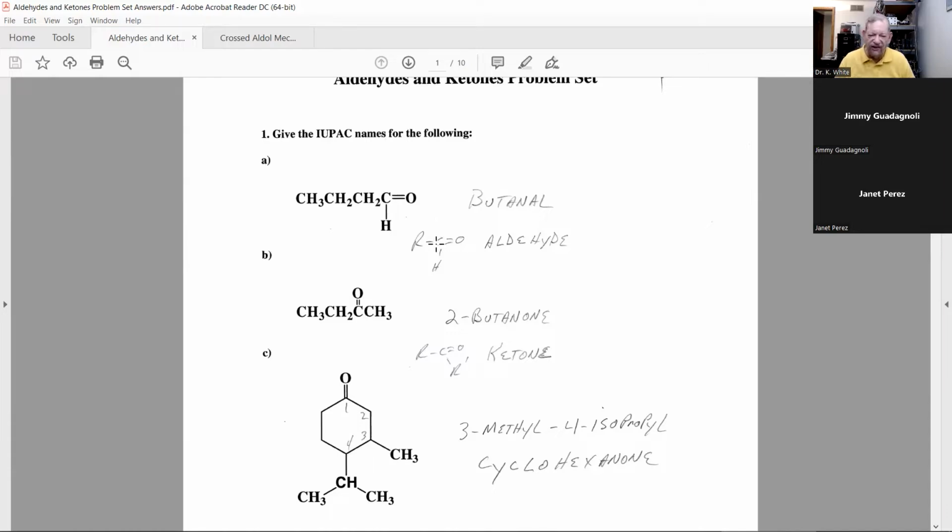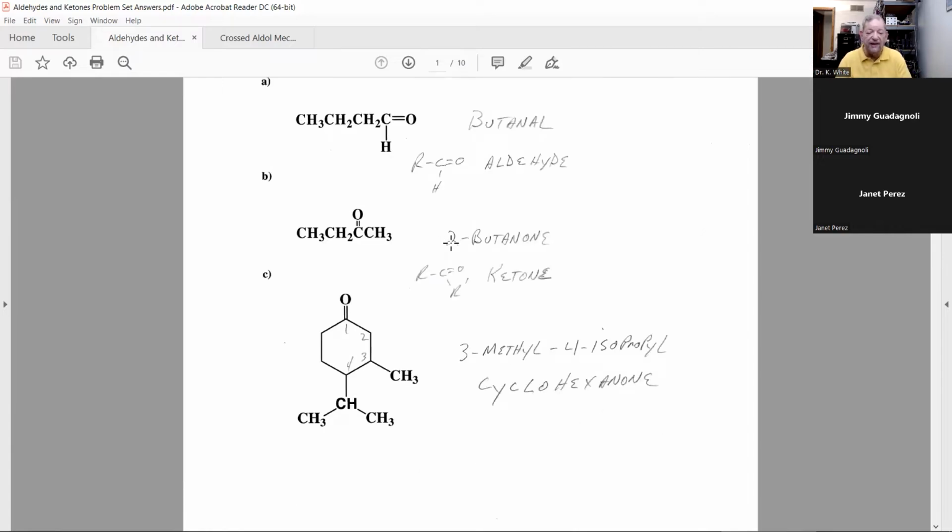How do you name it? Find the longest chain with the carbonyl carbon. Remember, the carbonyl carbon is the carbon double bonded to oxygen. And in this case, it's butane, 4 carbons. For an aldehyde, drop the E, add AL: butanal. The carbonyl carbon is always number 1. So we're done.